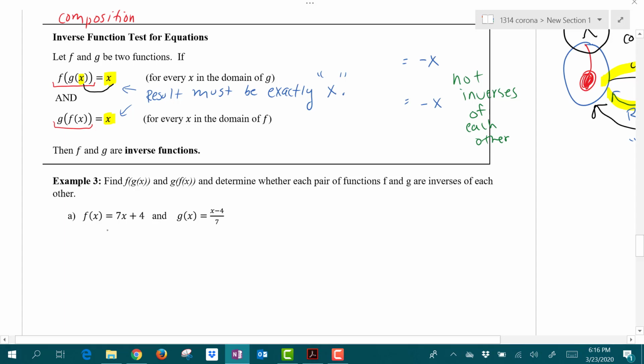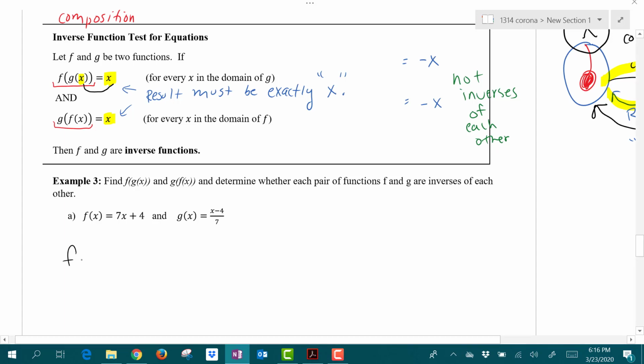So let's start here. We have two functions, f of x equals 7x plus 4, and g of x equals (x minus 4) divided by 7. We would like to know if these functions are doing exactly opposite things from each other. Are they inverse functions? So we have two equations and we want to know if they're inverse functions. We will perform the inverse function test.